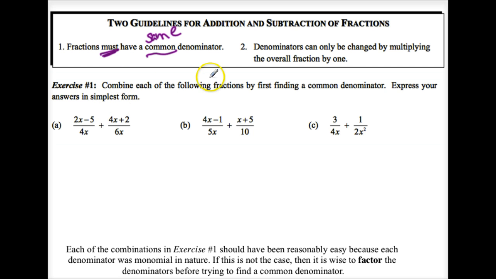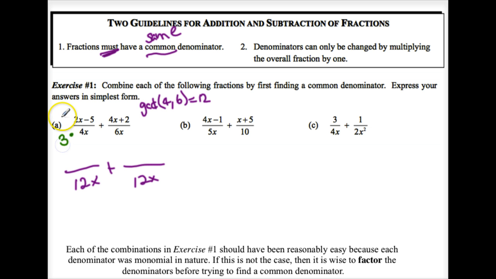So exercise 1. Combine each of the following fractions by first finding a common denominator. Express your answer in simplest form. So 4x and 6x, those are not common. Of course not. So I want to know, what do the 4 and 6 have in common? On the calculator, I can say GCD of 4, 6, and it will tell me 12. Now that means that my common denominator should be 12x because they both need to have an x in common. And I'm going to ask myself, how do I get from 4 to 12? And in this case, you should tell me multiply by 3.